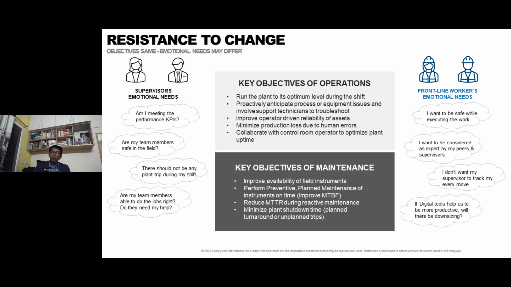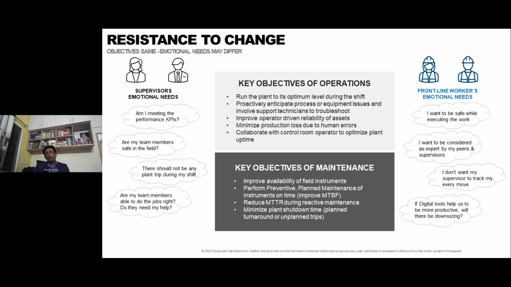And when we talk about giving a digital solution to a field worker, sometimes they also think that, okay, if you are making us more productive, will there be downsizing? Will I end up losing my job? Or are we going to track each and every move of mine? And I don't want that. If I'm doing my job, I know how to do it. I don't want you to keep tracking me every minute on what I'm doing.